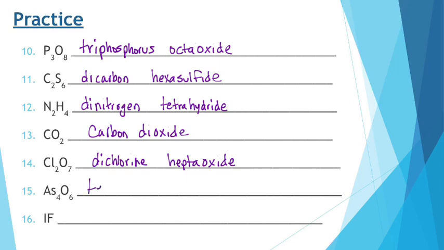4 arsenic turns into tetraarsenic. 6 oxygens, hexaoxide. 1 iodine, 1 fluorine, so that's going to be iodine. No mono at the beginning. We don't use mono on the first element, but we do put mono on that second element.